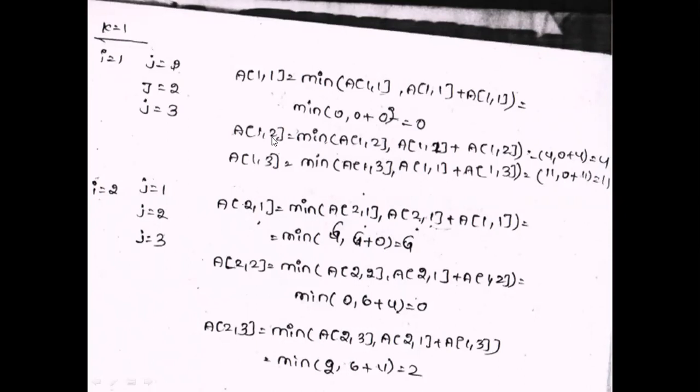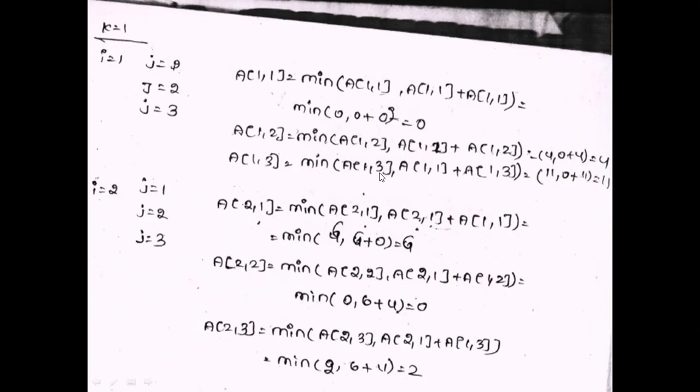Next, A of 1 comma 2 means the minimum of A of 1 comma 2, comma, A of 1 comma 1 plus A of 1 comma 2. Here k equal to 1 means the intermediate vertex is only 1, and we are finding the shortest path. Here the intermediate vertex is 1: A of 1 comma 1 plus A of 1 comma 2, so 0 plus 4.